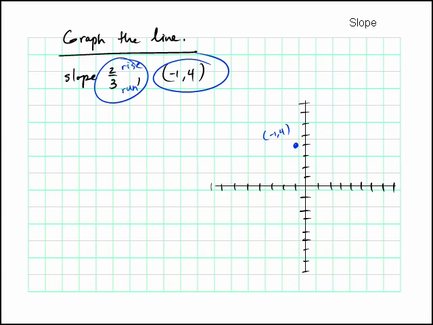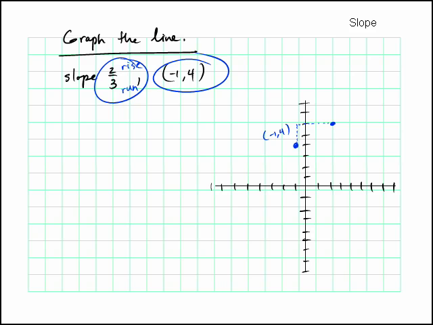So what this slope is telling me to do is to rise 2 and then run 3. From this point, -1, 4, I'm going to rise 2, so I'm going to go up 2, 1, 2, and then I'm going to run 3, and you always run to the right side. 1, 2, 3, which put me right about there.